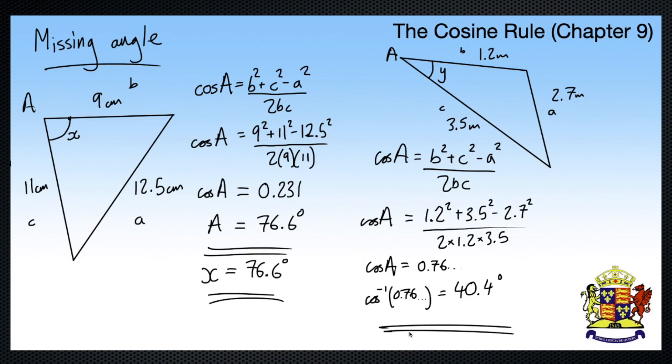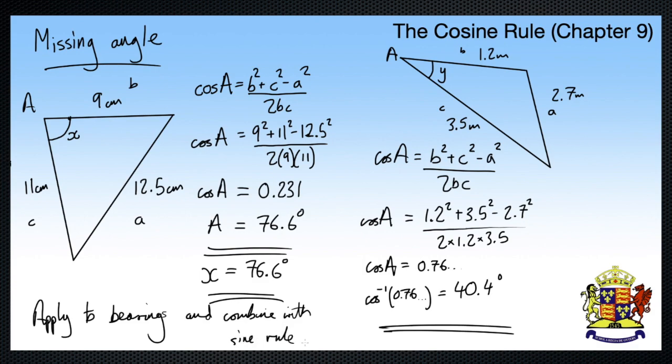Now, beyond this, with cosine rule, you have to apply these methods to bearings questions and combine it with the sine rule. Now, when I say combine with the sine rule, what I mean is there may be a question where in the first part you have to find the angle, second part you have to find the side, and you may need to use sine rule and cosine rule at the same time in order to do that.